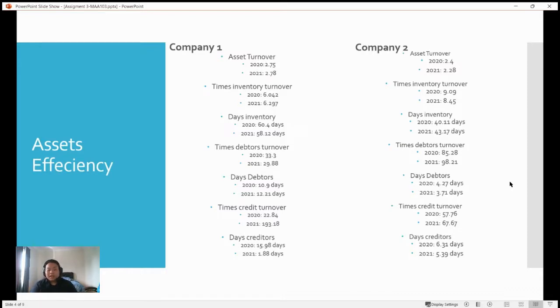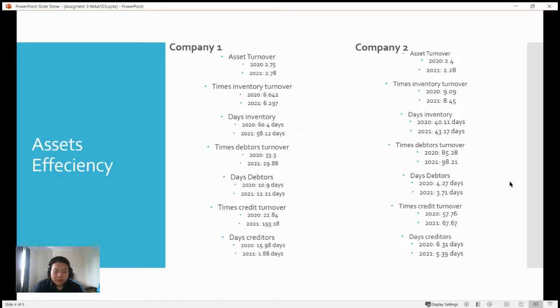Next, we go to debtors turnover and days of debtors. Debtors turnover means how fast and how many times they can change credit sales into cash. As you can see here, company one has 33 and 29.88, but company two has 85 to 98 times. So to be precise, company two is doing a lot better, because in total they are much more efficient at collecting debts. As you can see, days of debtors requires only 4 days to 3 days, but on the other hand, company one requires 10 to 12 days.